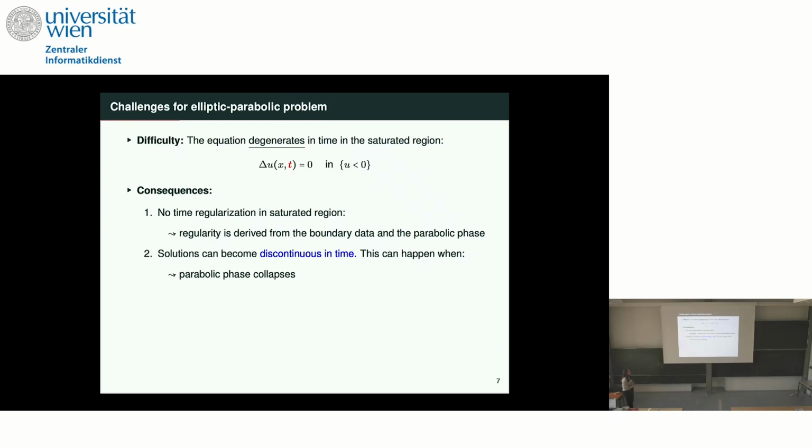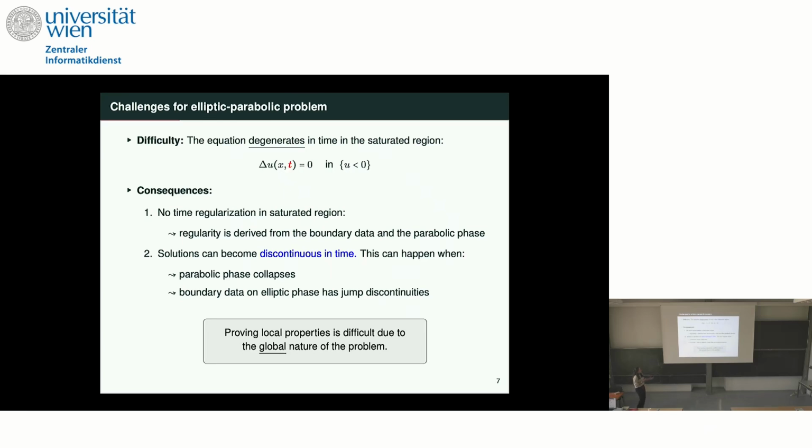For example, you can see discontinuities in time if you have a model where the parabolic phase collapses. In other words, the medium becomes completely saturated, and at that time the pressure is going to jump. We will see an example after this. Another one could be by global reasons. Let's say you have boundary data on the elliptic phase that has a jump. Then the jump propagates to the interior, so you get a jump discontinuity in time. These are a couple of situations where you can get discontinuous solutions.